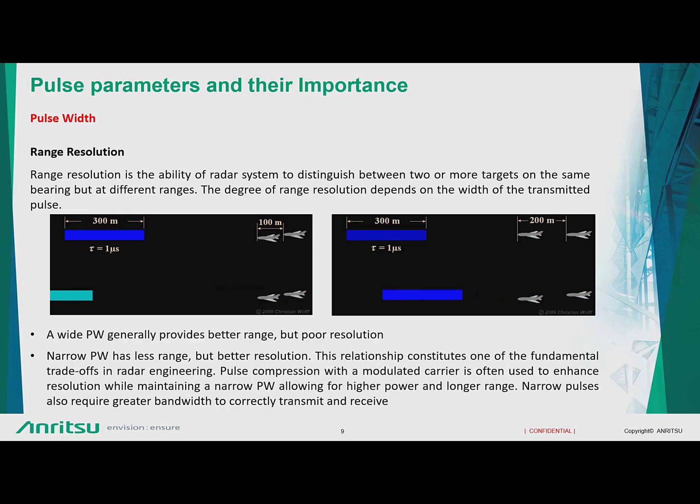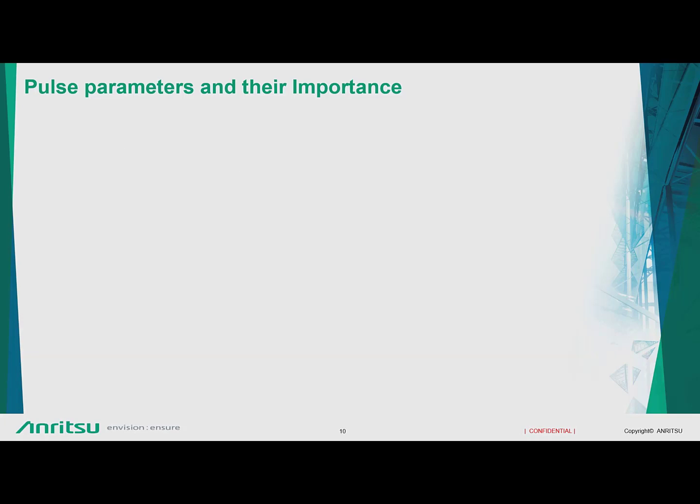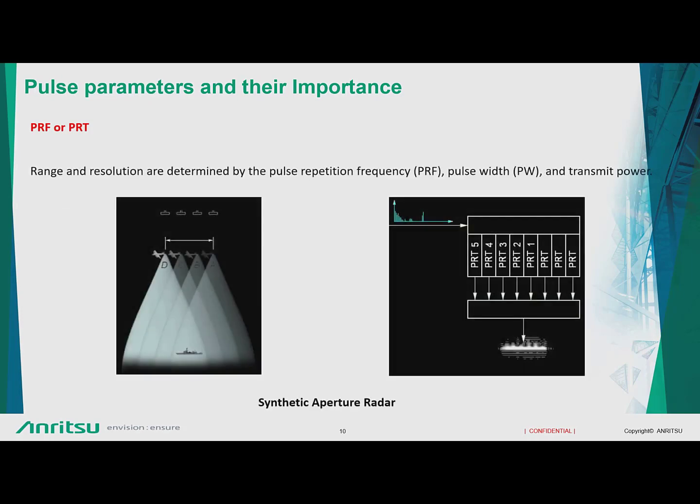But with pulse compression, or a modulated carrier in the narrow pulse width domain, you can still achieve really good ranges and resolutions as well. The second important parameter is the PRF or the PRT, pulse repetition frequency or pulse repetition time. The best way that I could explain the effect of varying PRF and PRT is an example of synthetic aperture radars.